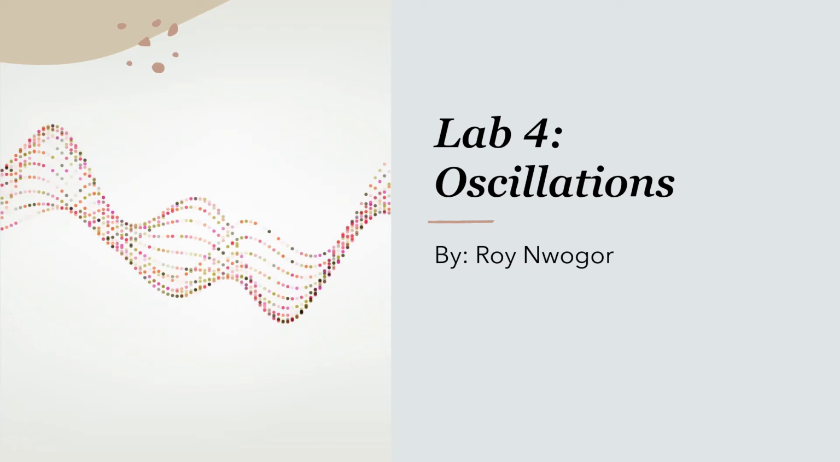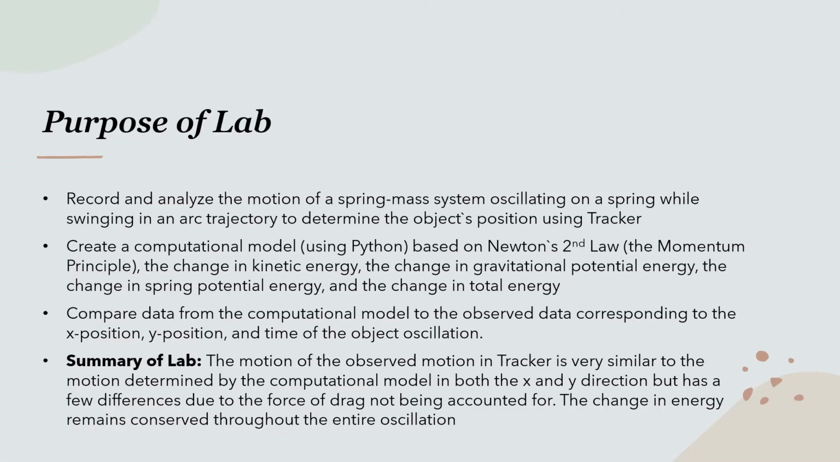Hello, this is Lab 4 called Oscillations, in which we determine the motion of the spring mass system as it moves in a trajectory arc. The purpose is to record and analyze the motion of the spring mass as it oscillates on the spring, moves in the arc to determine the object position using a tracker, and then create a computational model based on Newton's second law and compare the data from the computational model to the observed data corresponding to the x, y position and time of the object oscillation.